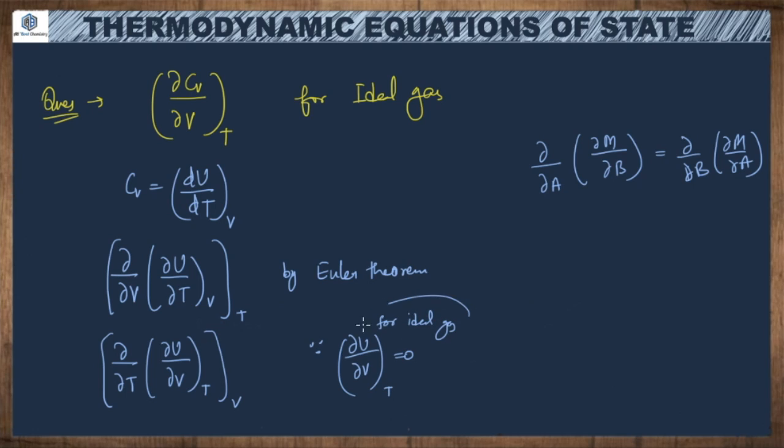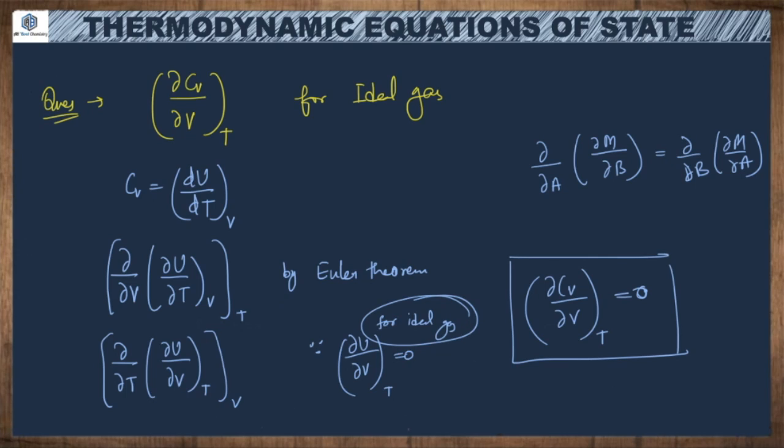For an ideal gas, that means that del Cv by del V at constant T is equal to 0. So this particular term will be equal to 0 for your ideal gas. That is something new, an equation which you just got now.